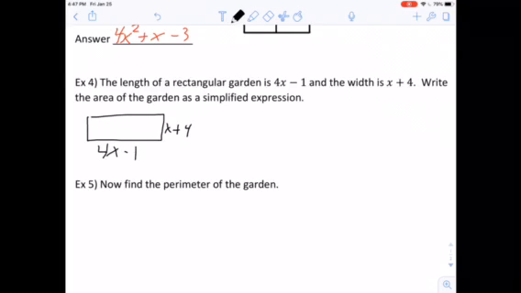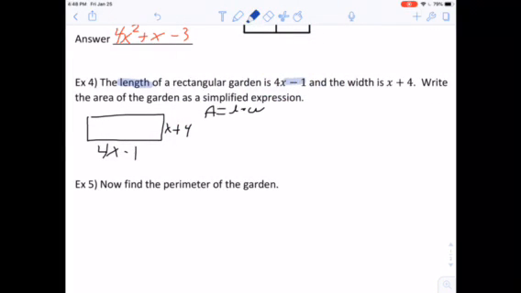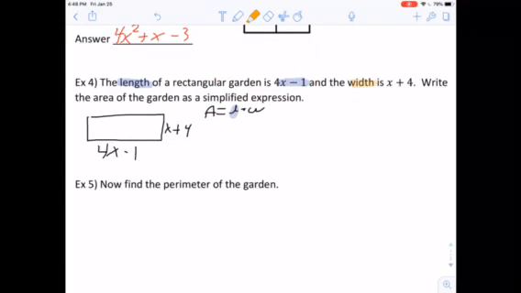I know that area is length times width. In other words, length times width means multiplication. But it says here that my length is 4x minus 1, and that goes here. And my width is x plus 4, and goes here. So in other words, I need to multiply the two. So what can I do?